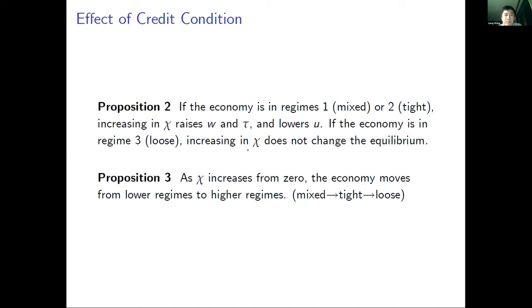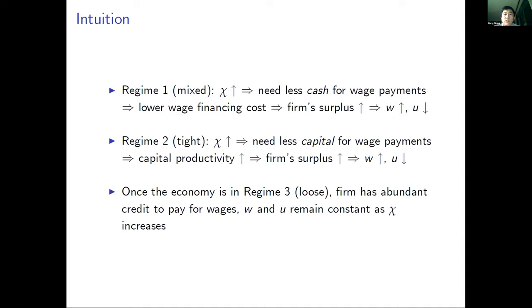So here the intuition is very straightforward. As we increase chi, let's start with the first regime, the mixed payment regime. As chi is increasing, the firm basically needs less and less cash for wage payments as they can use more and more of the capital financing channel. And that implies a lower wage financing cost for the firms. So the firm-match surplus is increasing, and this will pass on part of the surplus to the workers, so the wage is going to go up. And because more vacancies are being created, the unemployment rate is going to go down. So higher chi leads to a lower unemployment rate.